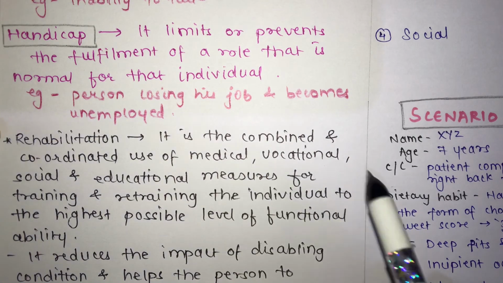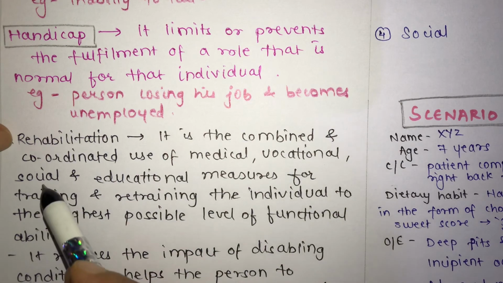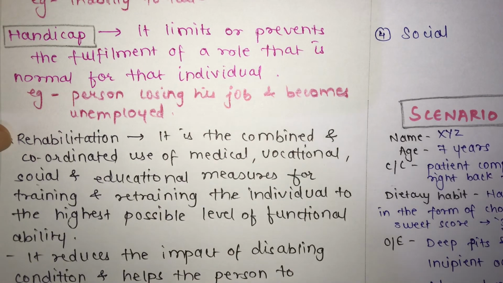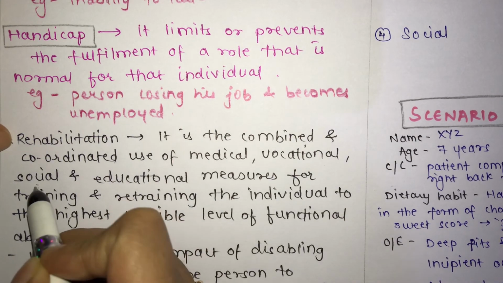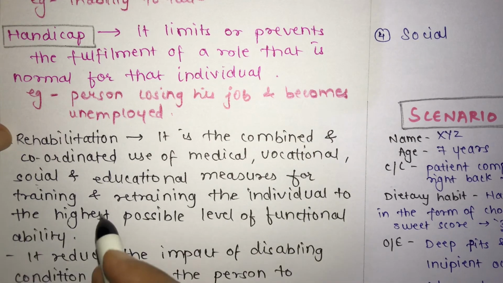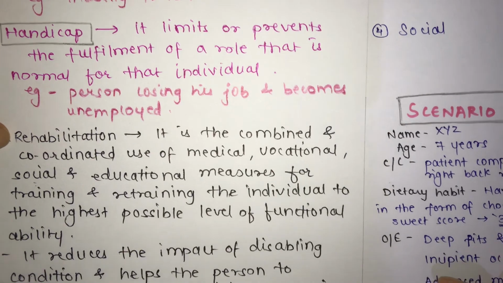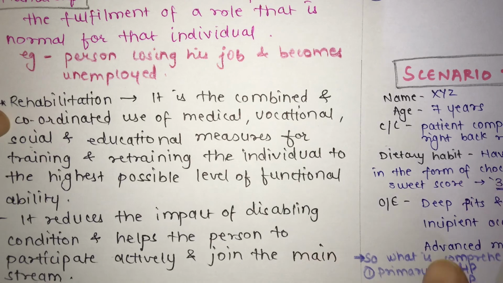So it is a combined and coordinated use of medical, vocational and social measures. Because of losing his teeth, he cannot interact with people, so he is even socially handicapped. So you are giving social rehabilitation and education on how to properly use the prosthesis. This is the combination of all these measures to train the individual to the highest possible level so that he can again have functional ability. It reduces the impact of the disabling condition and helps the person to participate actively and join the mainstream.